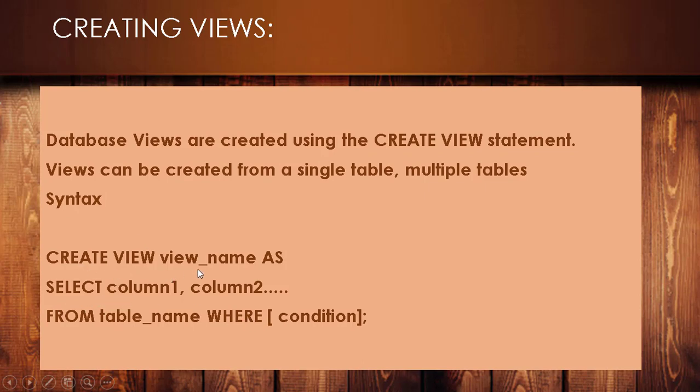The syntax is create view name as select, then the columns that have to be viewed, that is column 1, column 2, from the table name. The table from which you have to select these columns has to be specified in the table name, based on the condition, that is the where condition. So you are creating a view of a table, a part of a table, from a single table or from multiple tables. That is, we are creating a view from a table in order to view that table.